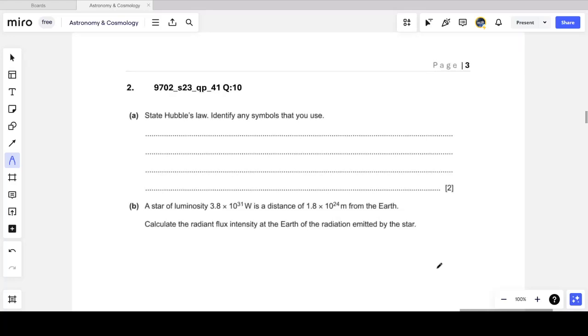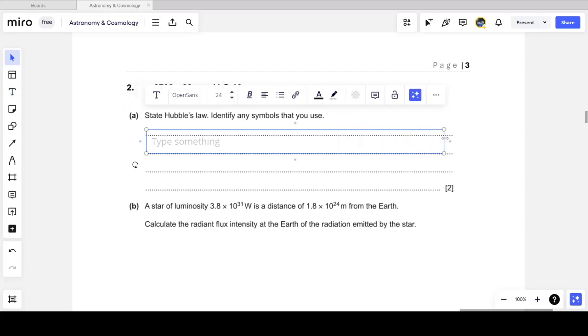The next question, number 2, as I've numbered it, is from the summer 23 exam. So that's May, June 2023. It's question paper 4, variant 1, and question number 10 from that paper. And we are also asked to state a law. This time we are asked to state Hubble's law and identify any symbols. So if you write it in equation form, identify the symbols that you are using. But we don't need symbols. We can write it in words, just like we did for Wien's law.